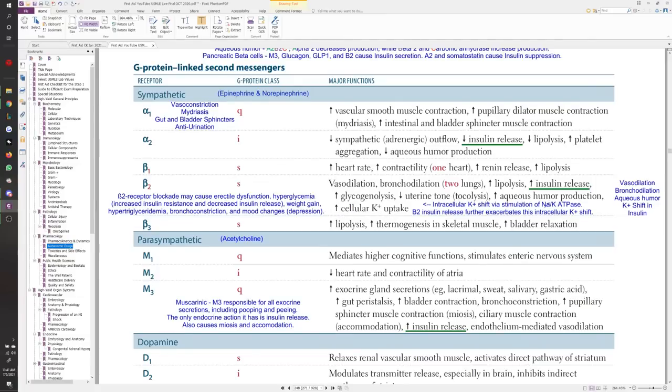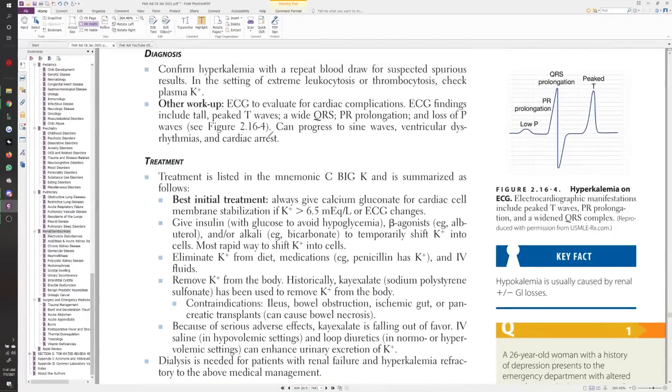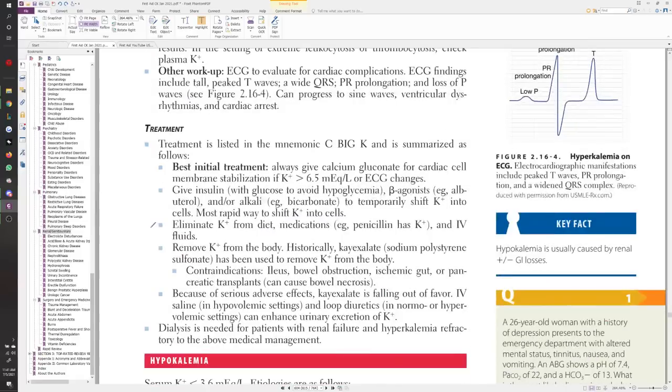Intracellular potassium shift via stimulation of sodium potassium ATPase. Beta 2 insulin release further exacerbates this intracellular potassium shift, which is exactly what you need in a person with hyperkalemia, right? So we want to give that beta 2 agonist, not just a beta agonist, so beta 2 agonist, and/or alkali like bicarbonate to temporarily shift potassium into cells. Most rapid way to shift potassium into cells, literally.